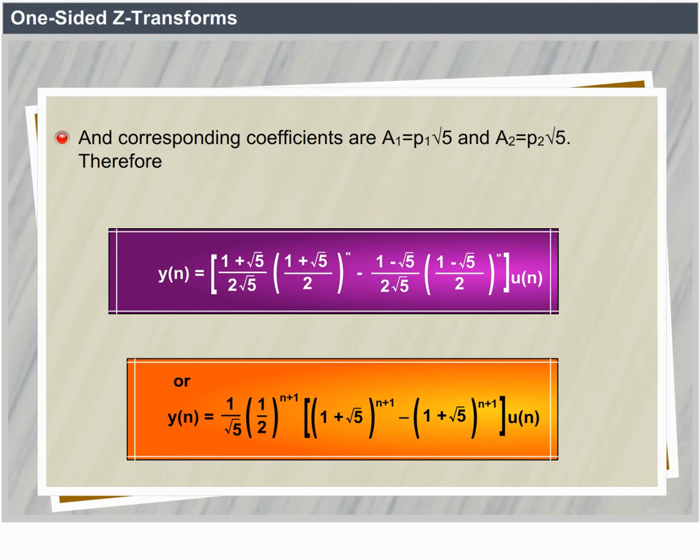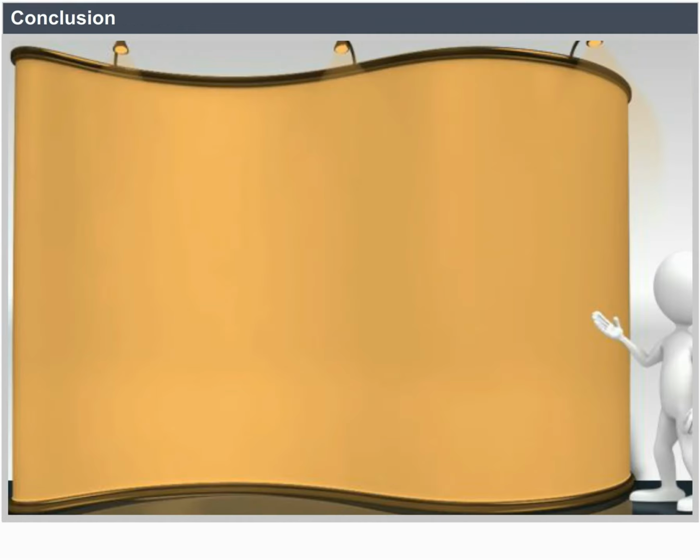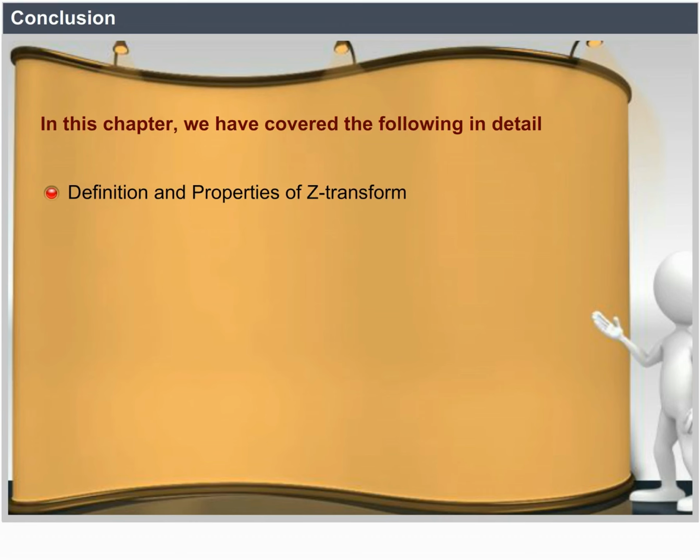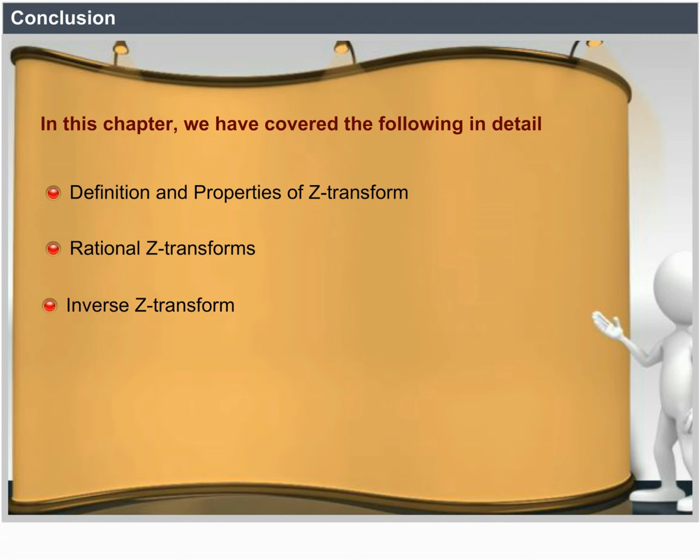Conclusion. In this chapter, we have covered the following in detail: definition and properties of Z transform, rational Z transforms, inverse Z transform, one-sided Z transform, analysis of LTI systems in Z domain.